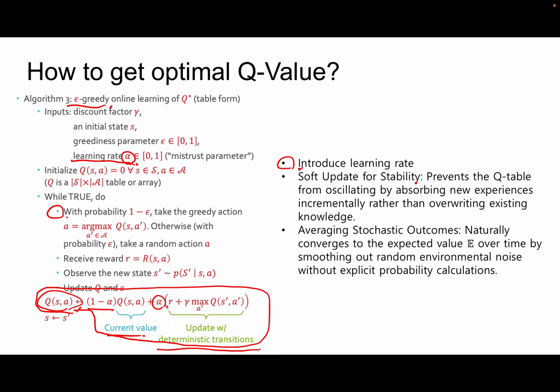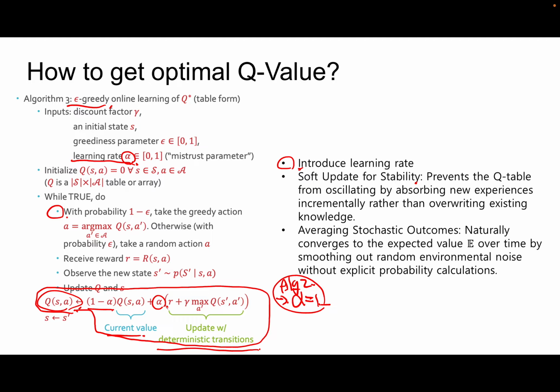So algorithm 2 is a special case where alpha is 1, right? We completely ignore the current value and always update with the new one. So algorithm 2 is a special case of algorithm 3 where alpha is 1, right?